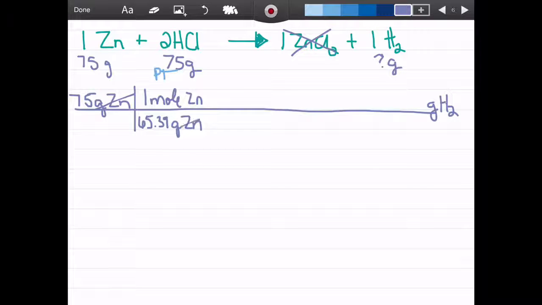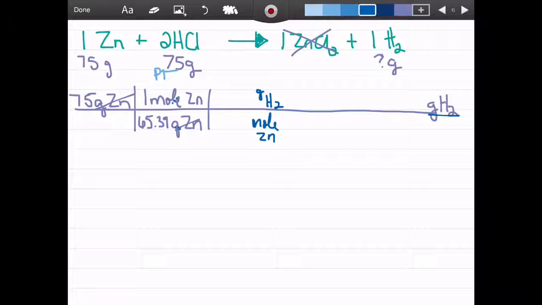So my grams of zinc have canceled out, and I'm left with moles of zinc. I do not want moles of zinc, so I need to cancel it out. So I'm going to put it on the bottom of my fraction. And then if I'm stuck, this is where most of my students get stuck, and they're like, I don't know where to go from here. If you don't know where to go, because it's not grams and moles on opposite sides of the conversion, then you need to put your goal on the top. So I'm going to put grams of H2.